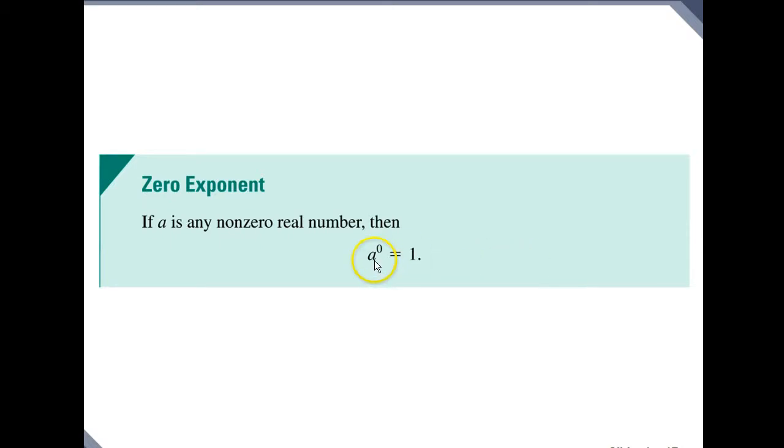And any time you see an exponent that is 0, a to the 0 power, that equals 1. And you get to that. Let me show you the background of that. Suppose you have a to the third divided by a to the third.